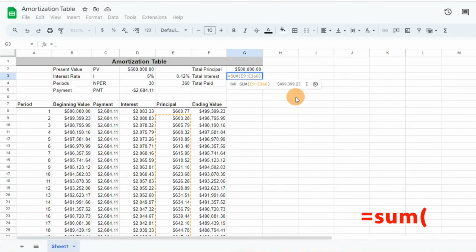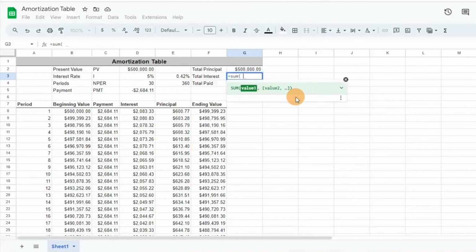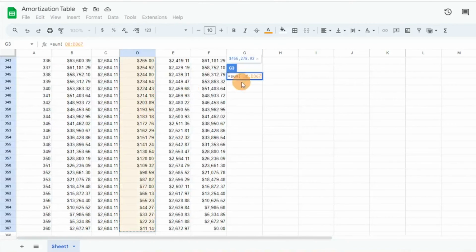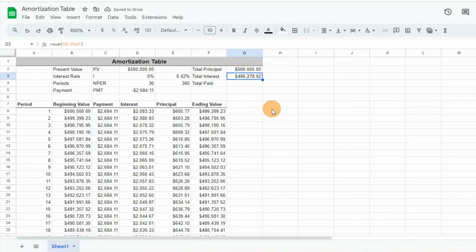So we're going to do sum, and then we're going to select our interest column here. Make sure there's no gap there. And so we've paid almost as much in interest as we've paid in principal.